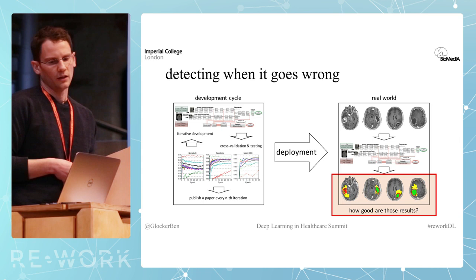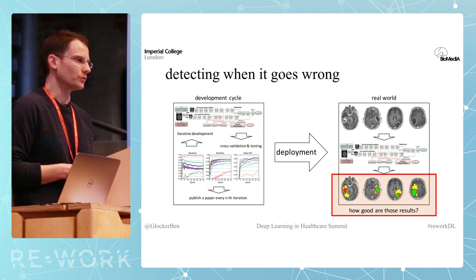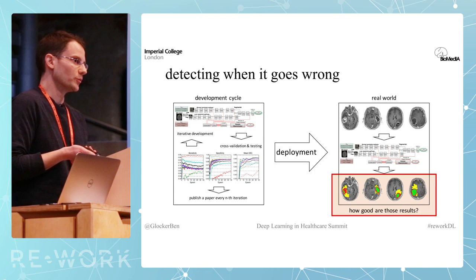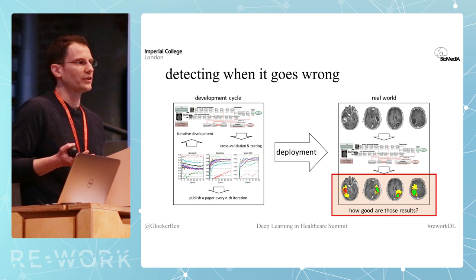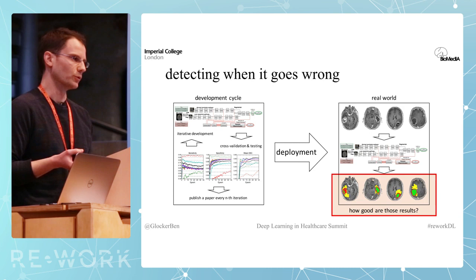So if you go to deployment and use a trained neural network on data that is acquired in the hospital, what you might find is that it doesn't work so well. The problem is, how do you know? You could look at the images and try to do some sort of manual quality control, or you could annotate data, but that's not feasible at scale. If you have a large scale data analysis, you can't look at every single case and check whether your network worked well or not.